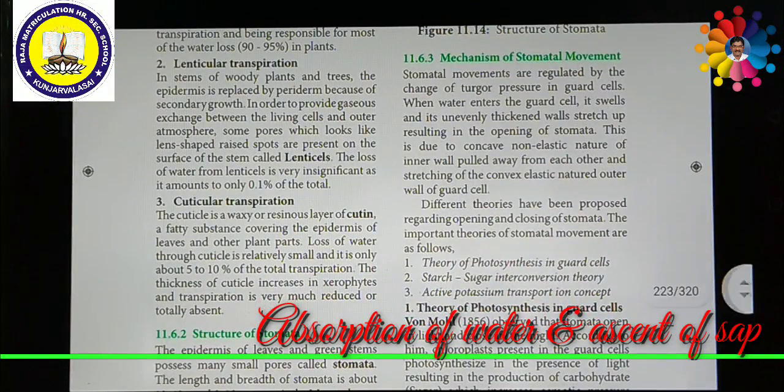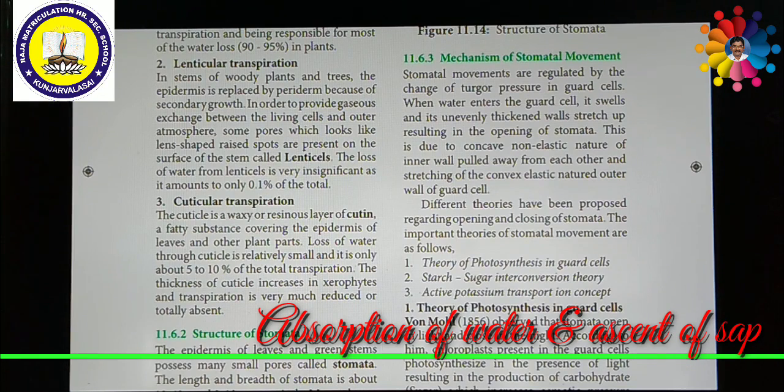It takes place on the surface of the leaf and the external part of the young stem, which are covered by a thick cuticle. It is a waxy substance made up of cutin. So through this cuticle, a certain amount of water will be evaporated. Around 5 to 10% of total transpiration might take place through this cuticle. So in such a way, transpiration is divided into three different types, namely stomatal transpiration, lenticular transpiration, and cuticular transpiration.